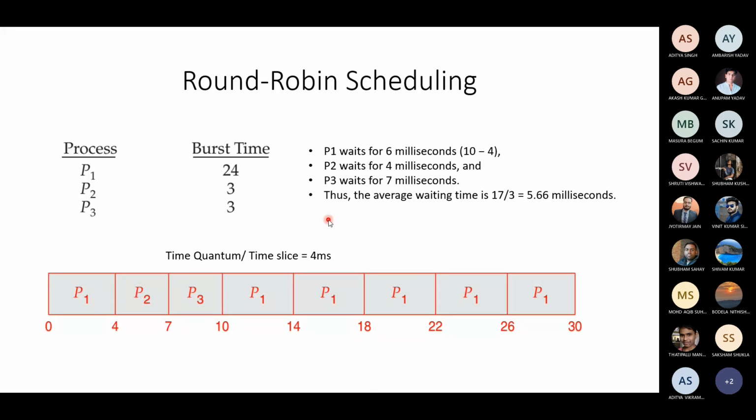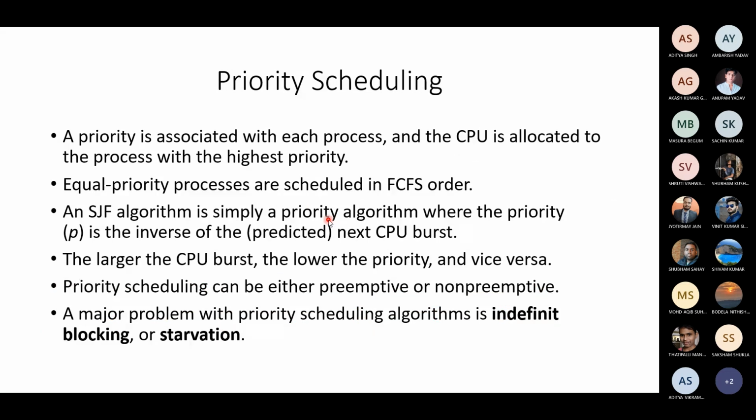Okay. So we will also see one more scheduling, then we will switch back to the process management. There is also called priority scheduling, because I told you that there will always be priorities. The priority is associated with each process, and the CPU is allocated to the process which has the highest priority. Equal priority processes are scheduled in first come first serve order. Shortest job algorithm is simply a priority algorithm where the priority P is the inverse of the predicted next CPU burst.